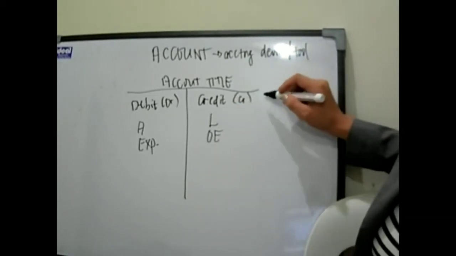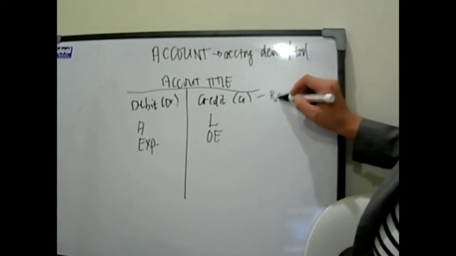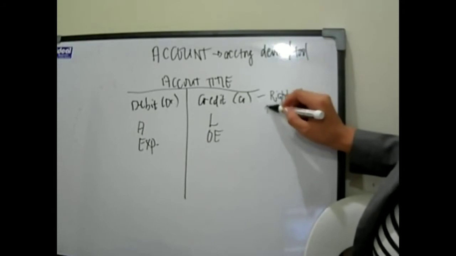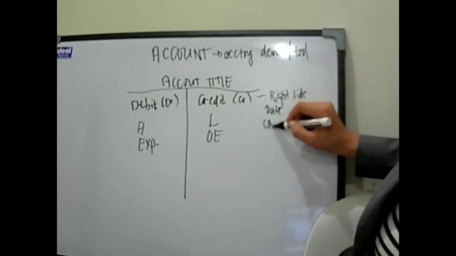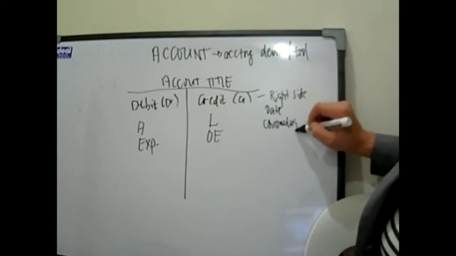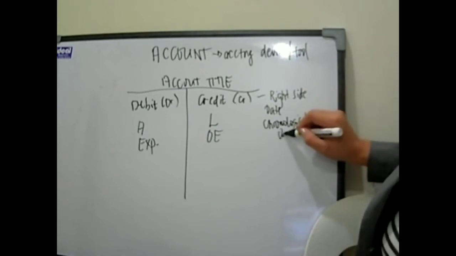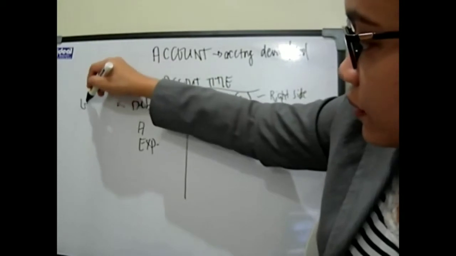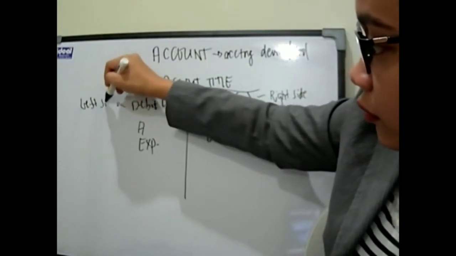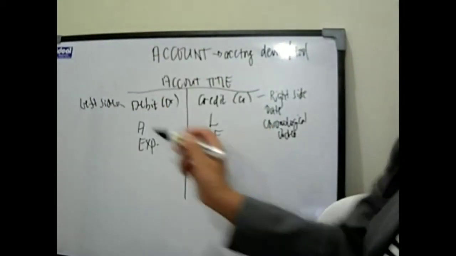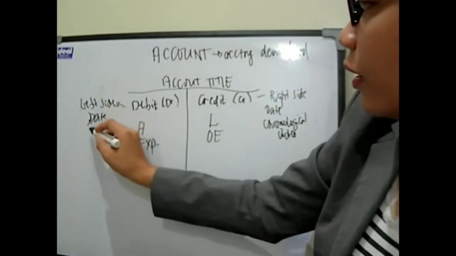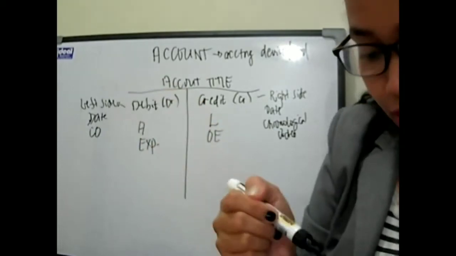So credit side is on the right side, where we can also see the date in chronological order, while debit side is the left side. Also in date, and in chronological order.